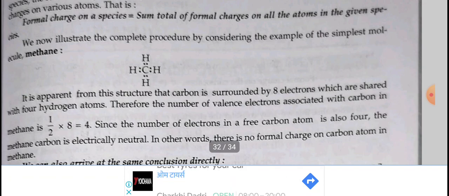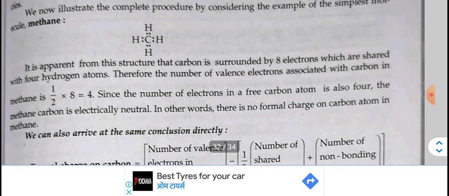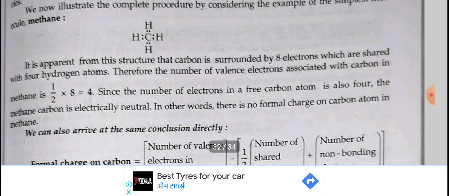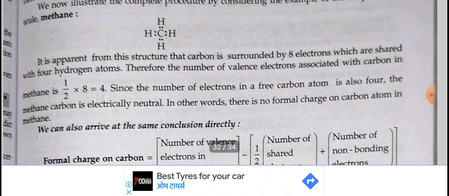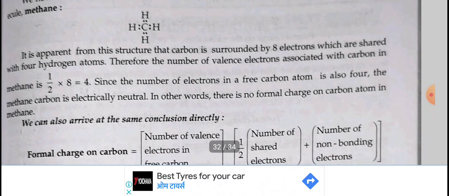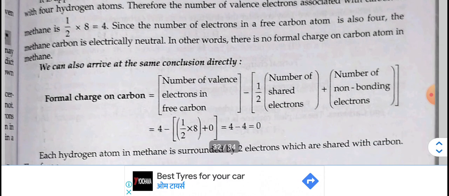Now we illustrate the complete procedure by considering the example of the simplest molecule, methane. It is apparent from the structure that carbon is surrounded by 8 electrons which are shared by 4 hydrogen atoms. Therefore, number of valence electrons associated with carbon in methane is 1/2 into 8 equal to 4, since number of electrons in free carbon atom is 4. The methane carbon is electrically neutral. In other words, there is no formal charge on carbon atom in methane.